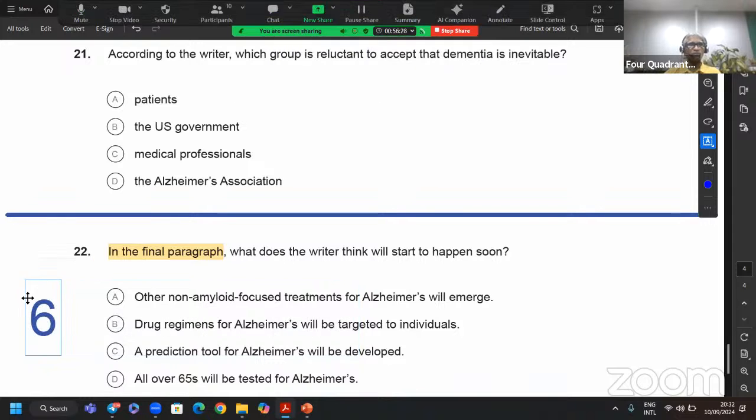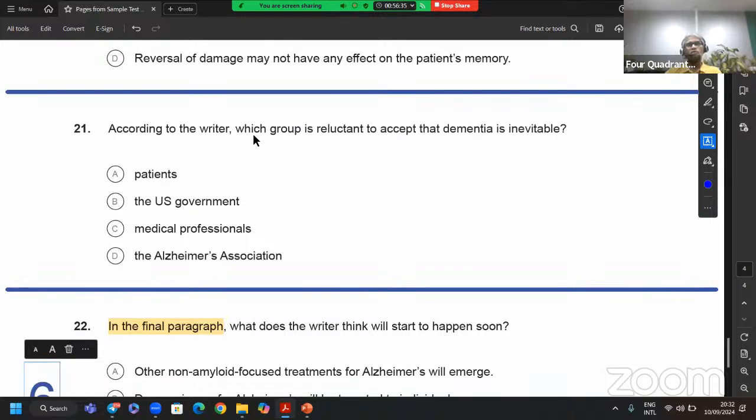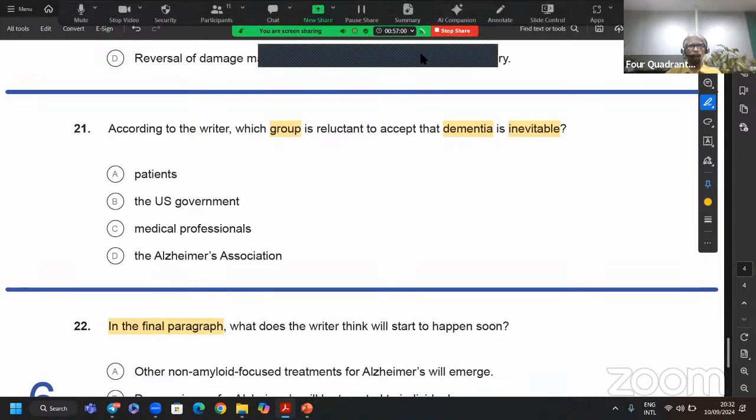This is paragraph number 6. All right, paragraph number 6. So now, according to the writer, which group? Here, let us analyze this particular word, group. Next one, dementia and inevitable. Inevitable means definite. You cannot avoid it. Unavoidable means definite, sure, certain. You have to be ready with synonyms like this.